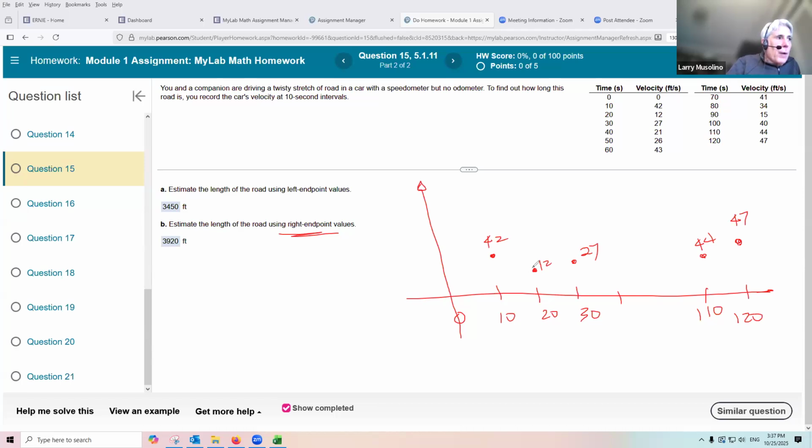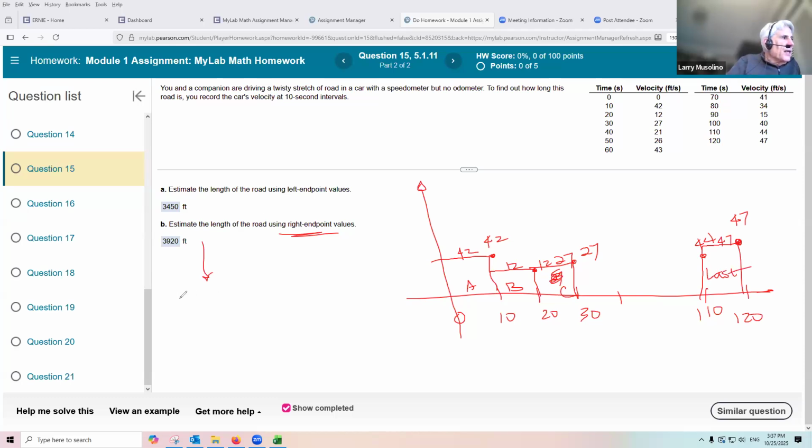All right, well, if I use right endpoints for rectangle A, I'm going to be using the right side of rectangle A, which is 42. For rectangle B, I'm going to be using the right side, which is a height of 12. And rectangle C, I'm going to be using 27. What about when I get here to the very right side of this curve? Well, the right endpoint is going to be 47. So I'm going to be using a 47 here for the height of this last rectangle.